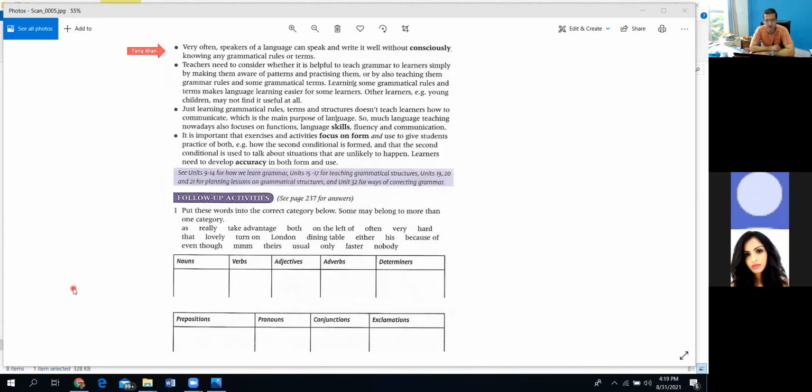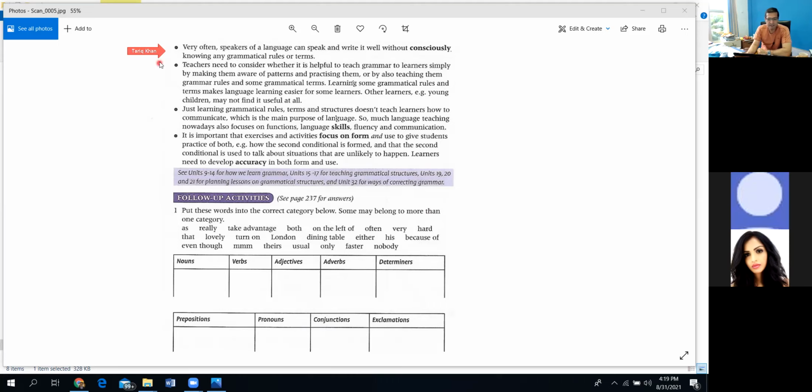Okay, right. So the next one is: very often speakers of a language can speak and write it without consciously knowing any grammatical rules or terms. That's for sure. For example, if Sinhala is your mother language, without going to school, a child can speak grammatically perfect Sinhala. That's the case for native speakers of any language. Unconsciously, they speak grammatically perfect language without studying it in a formal way.